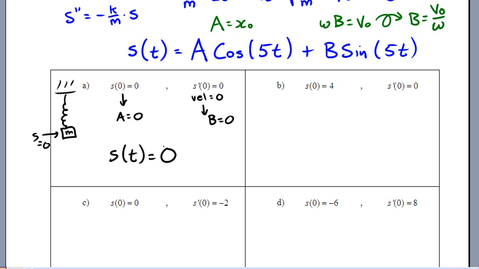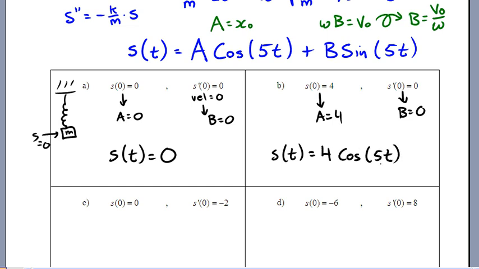Okay, part B. We're going to start 4 meters up, but with no velocity. See if you can think about what the solution then would look like. All right, this tells me that A would be 4, and this tells me that B would be 0. Don't even need the term. So the solution here would be, oh, I'm always tempted to write x. The solution here would be the position at any time would be 4 times the cosine of 5t.